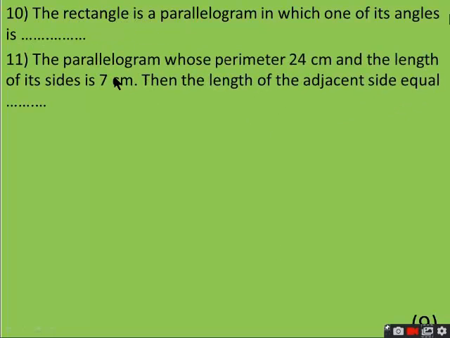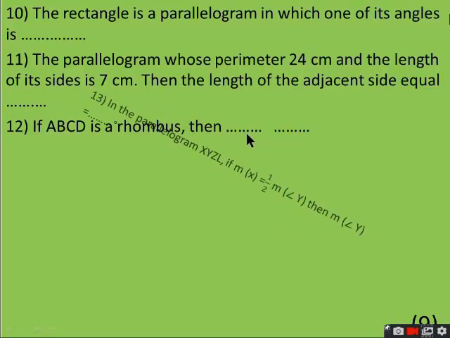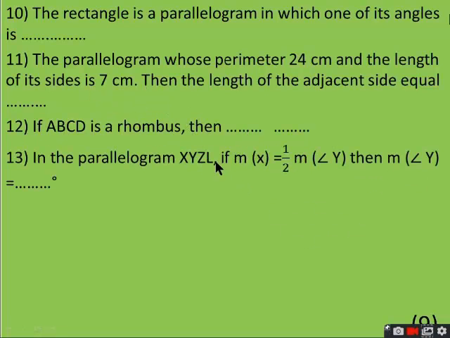Number 2: the parallelogram whose perimeter equals 24 and the length of each side is 7 centimeters, then the length of the adjacent side equals 24 divided by 2 minus 7, which equals 5 centimeters. ABCD is a rhombus, then the two diagonals are perpendicular. That means AC is perpendicular to BD.